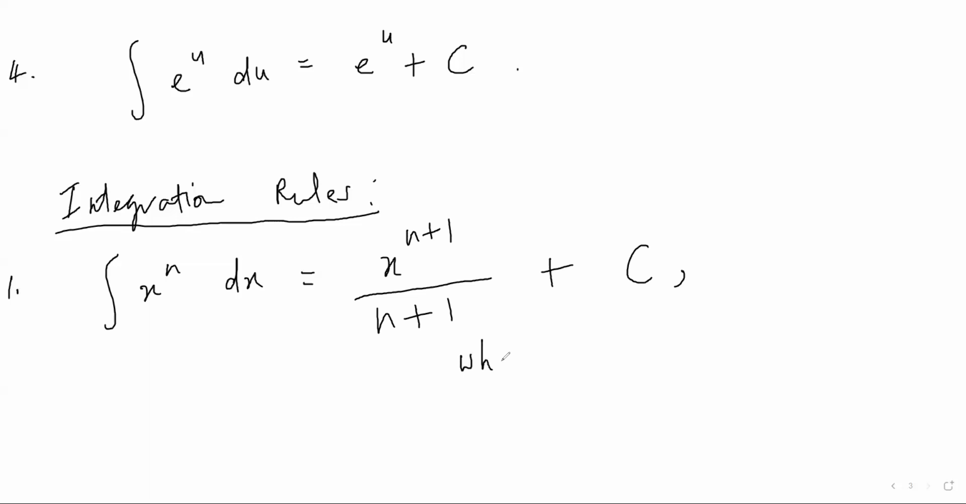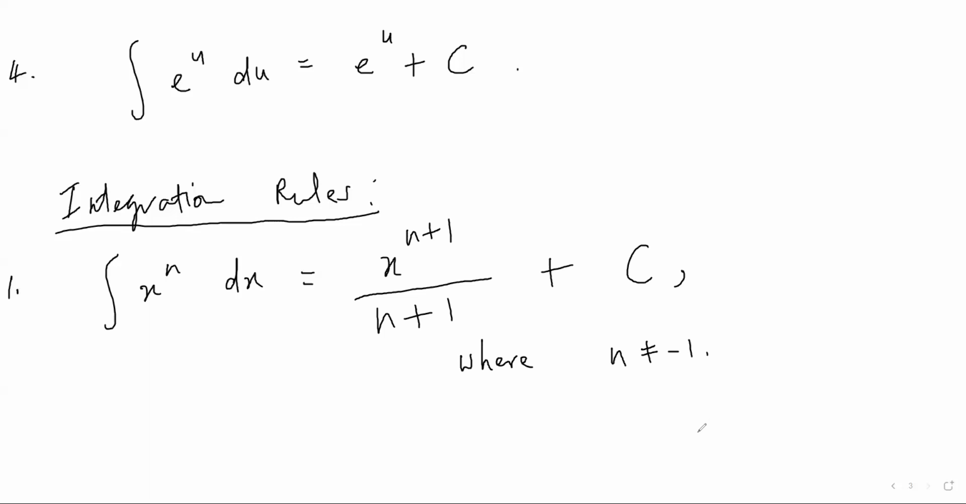Take a note here. The note is that this number n must not be equal to minus 1, because if it's equal to minus 1, then the denominator is going to be 0, and we cannot divide by 0. So the number n cannot be equal to minus 1.